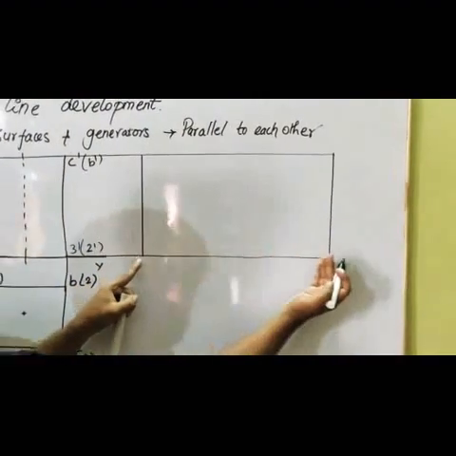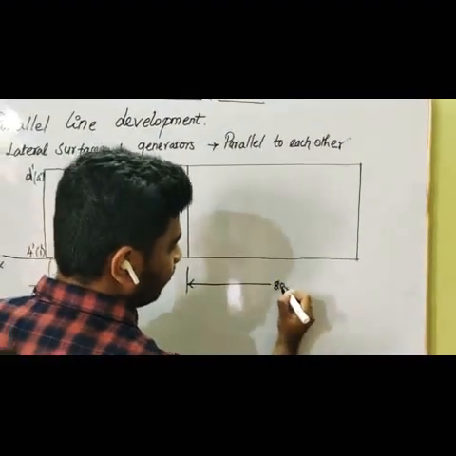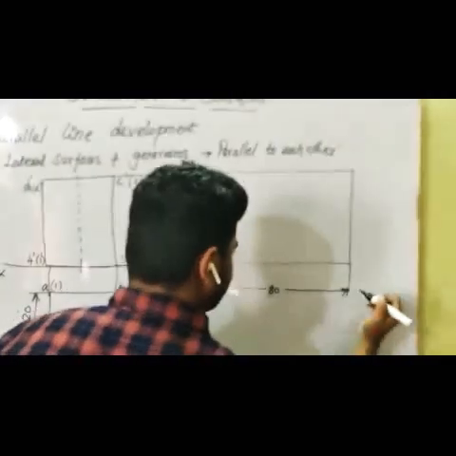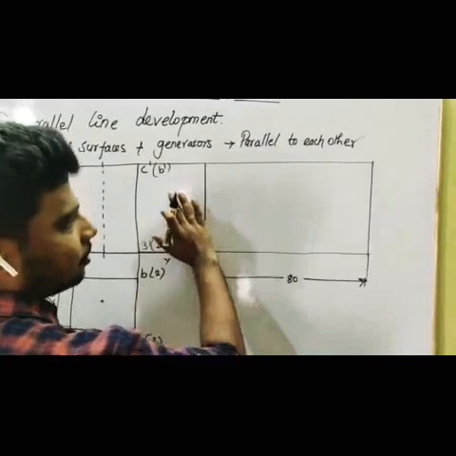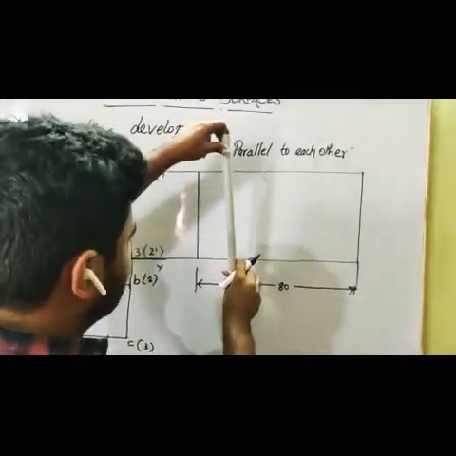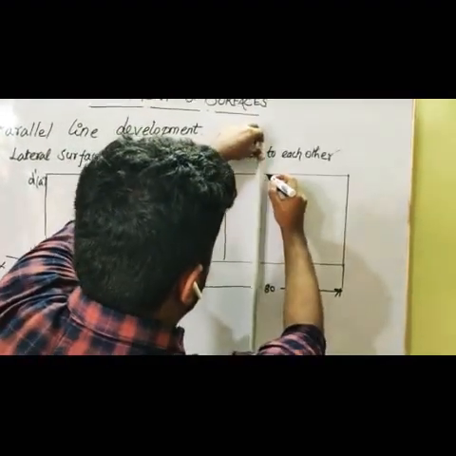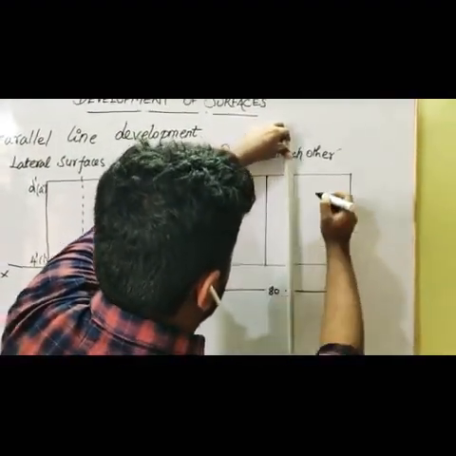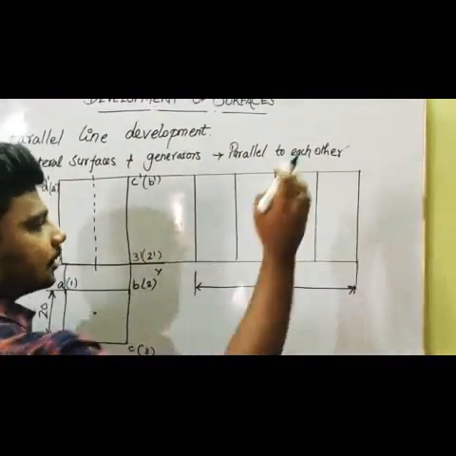So this is your total development length, which is 80 mm in the length, right? So what I am going to do, I am going to divide this total development into 4 developments, right? So that is your 1, 2 and 3. So 1, 2, 3, right?